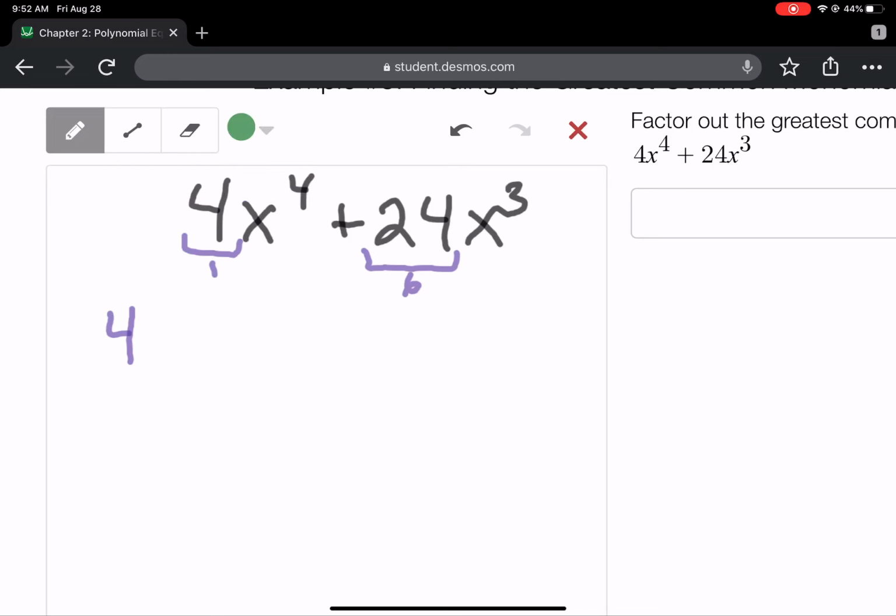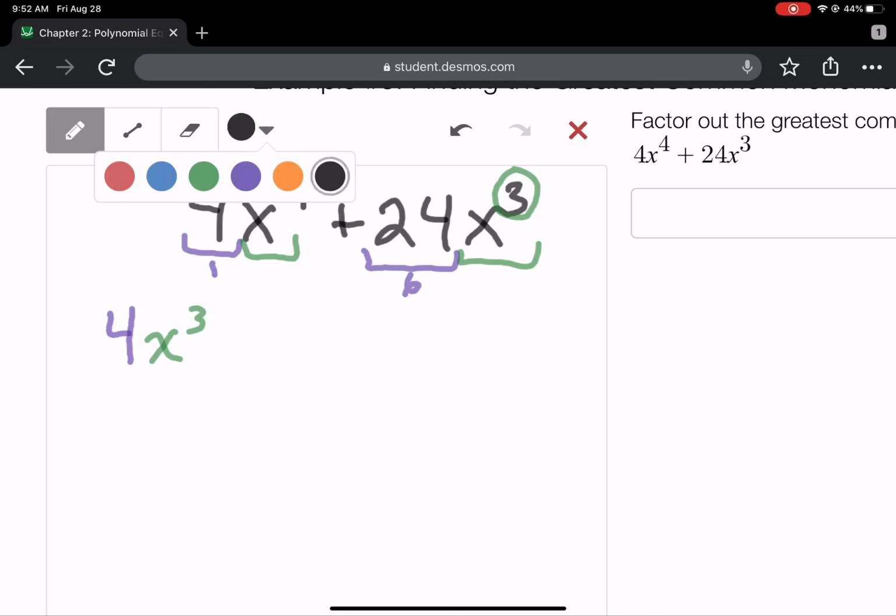All right, and then next, we're going to look at our x terms. So I have x to the power of 4 and x to the power of 3. Basically, you're going to factor out the smallest exponent one. Because that's the smallest exponent, that's the most that I can take out from both terms. So I'm going to say x to the power of 3, because that's the smallest of the x terms.